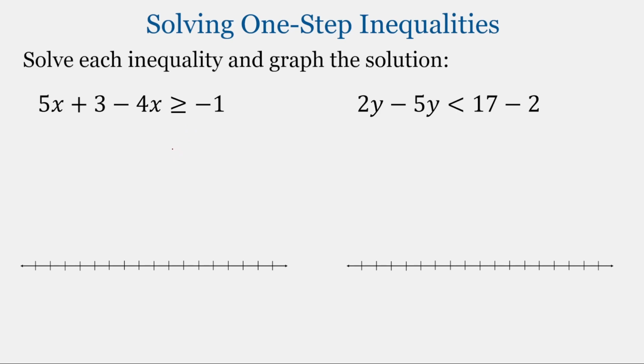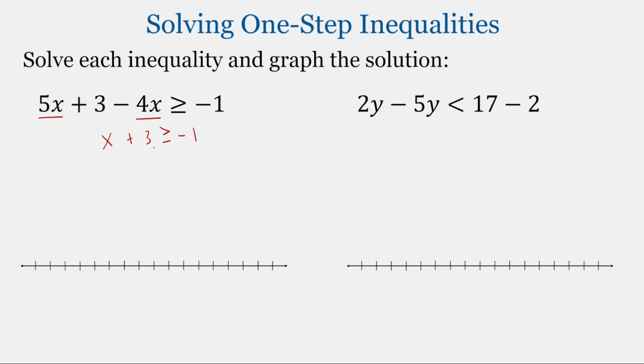So when we solve inequalities, just like when we solved equations, we want to simplify down each side as much as possible first. And we simplify down a side by combining like terms. In this fifth problem, we have 5x and negative 4x. These are like terms, and we can combine them. 5x minus 4x is x. So now we have x plus 3 greater than or equal to negative 1.